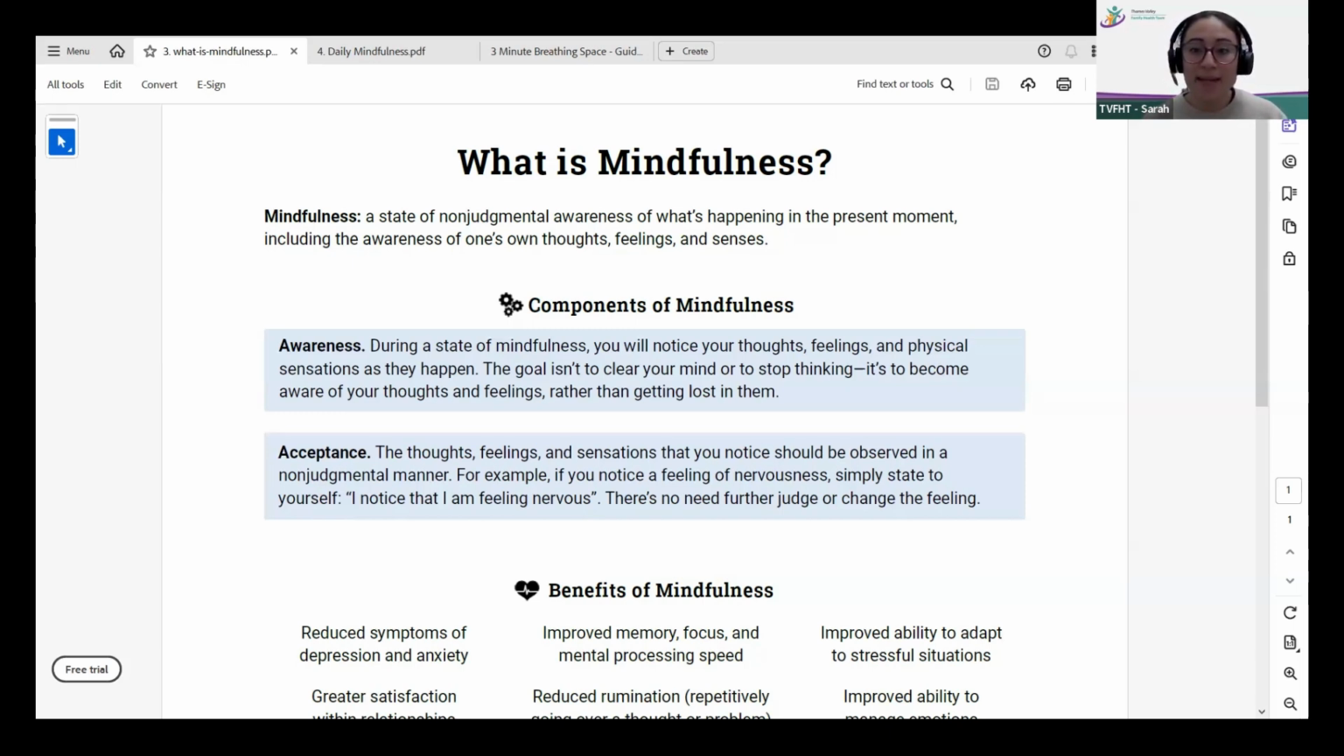And of course, there are many benefits to mindfulness. So I'm just going to make sure you can still see the screen here.